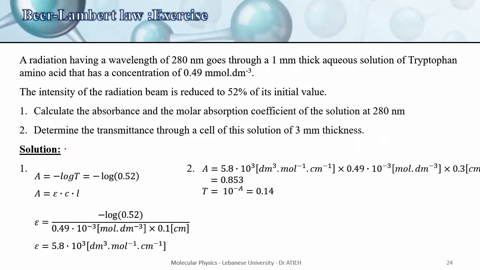Before understanding the solution, let's just understand the given. So what is this? This is the wavelength of the incident light. This is the thickness of the container that contains the sample we are studying.